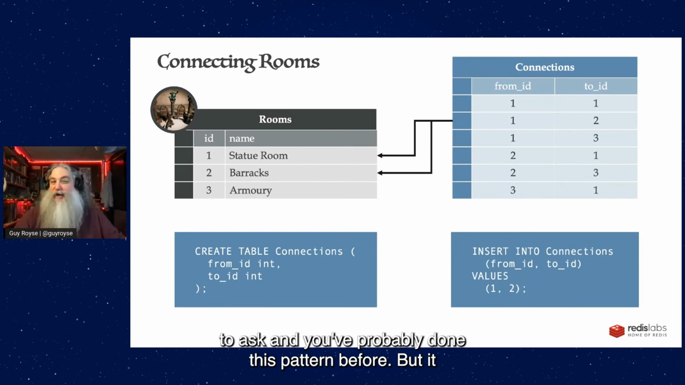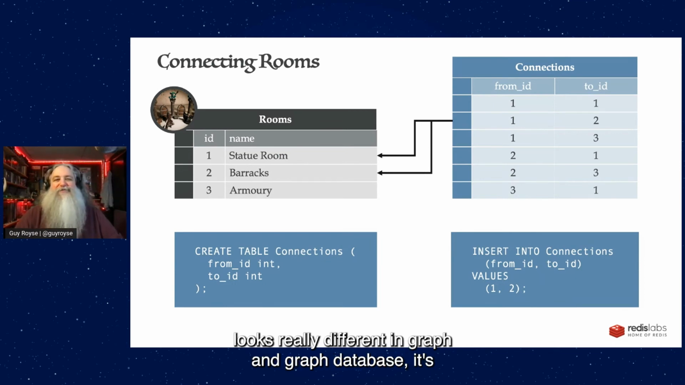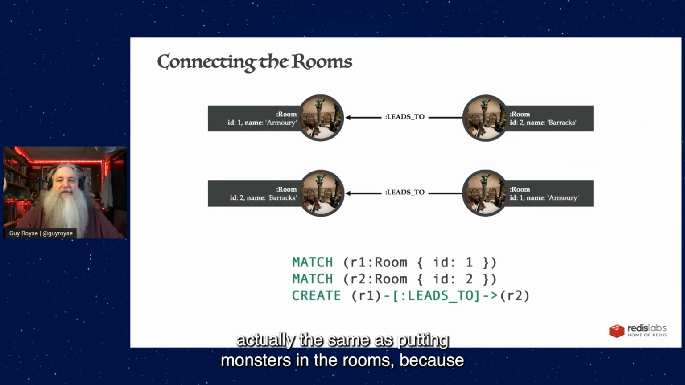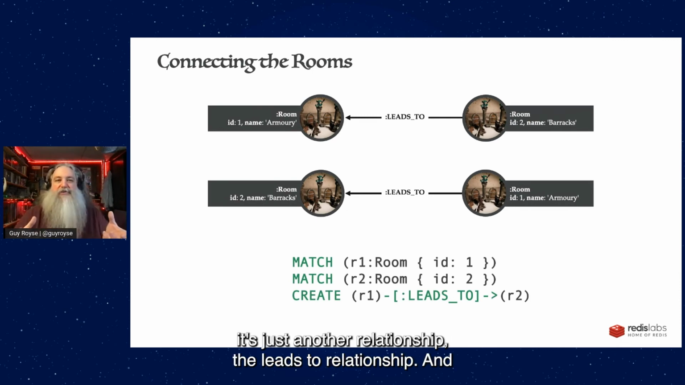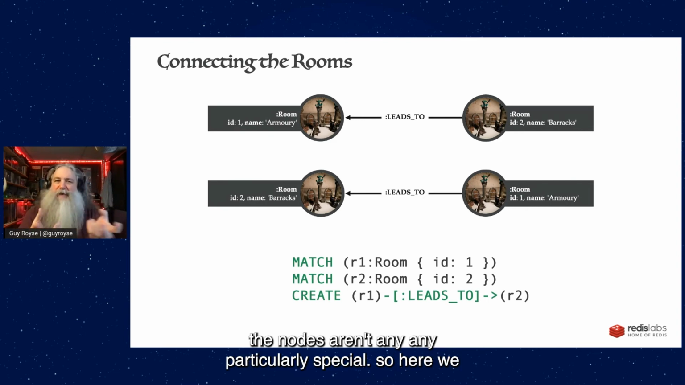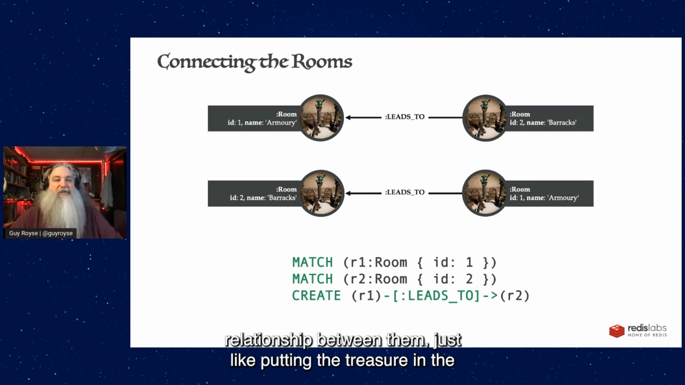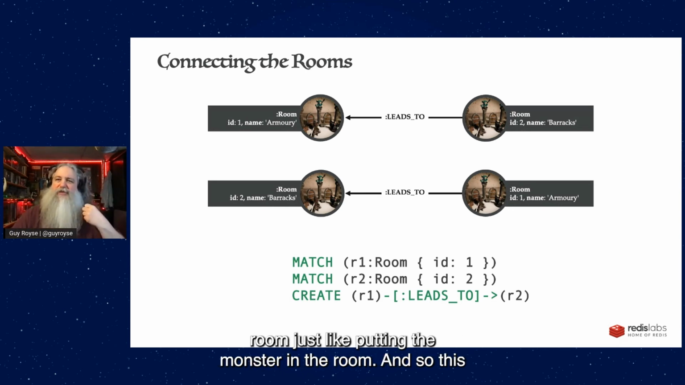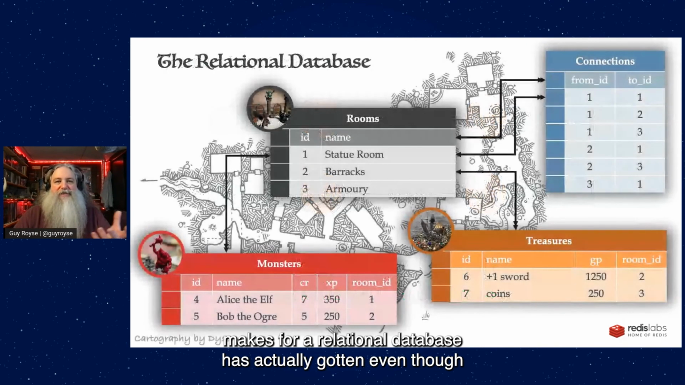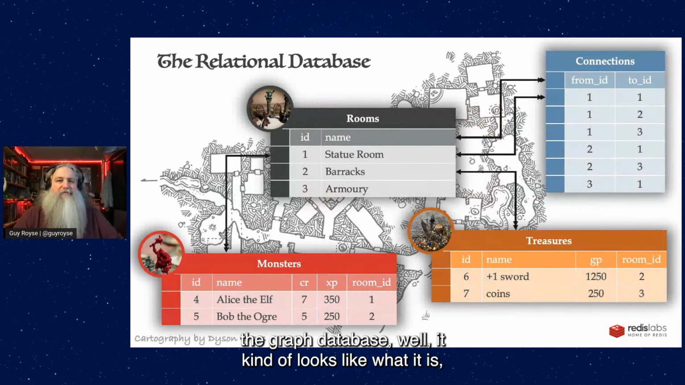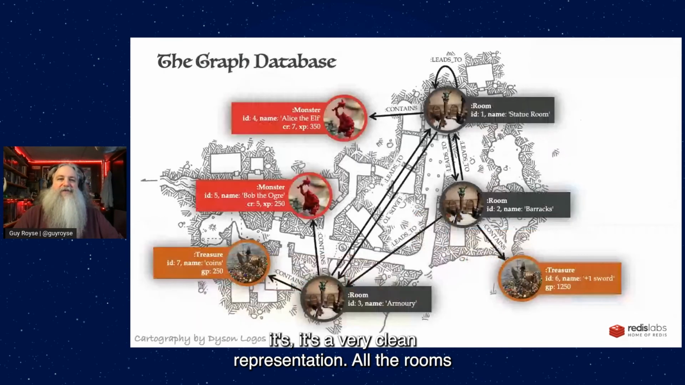You've probably done this pattern before, but it looks really different in a graph. In a graph database, it's actually the same as putting monsters in the rooms because it's just another relationship. The leads to relationship, and the nodes aren't particularly special. So here we can match a room, match another room, and just create a leads to relationship between them, just like putting the treasure in the room, just like putting the monster in the room. Even though this is a small problem, the relational database has gotten kind of gnarly, whereas the graph database kind of looks like what it is. It's a very clean representation.